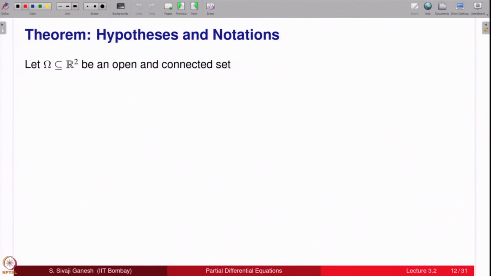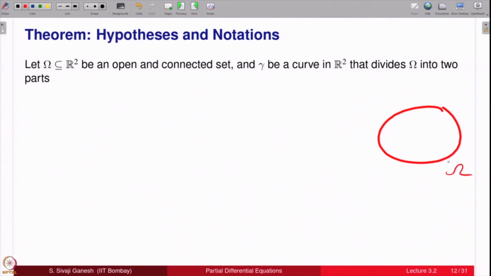So, let us start, we are going to state a result. In the form of a result, it will be easier to remember. So, hypothesis and notations. Suppose you have an open and connected set omega in R2 and take a curve gamma in R2 that divides omega into two parts. Let us say this is omega, and we have a curve gamma which cuts this into two pieces, one is omega 1, the other one is omega 2. So, omega consists of omega 1, omega 2 and the part of the curve gamma.